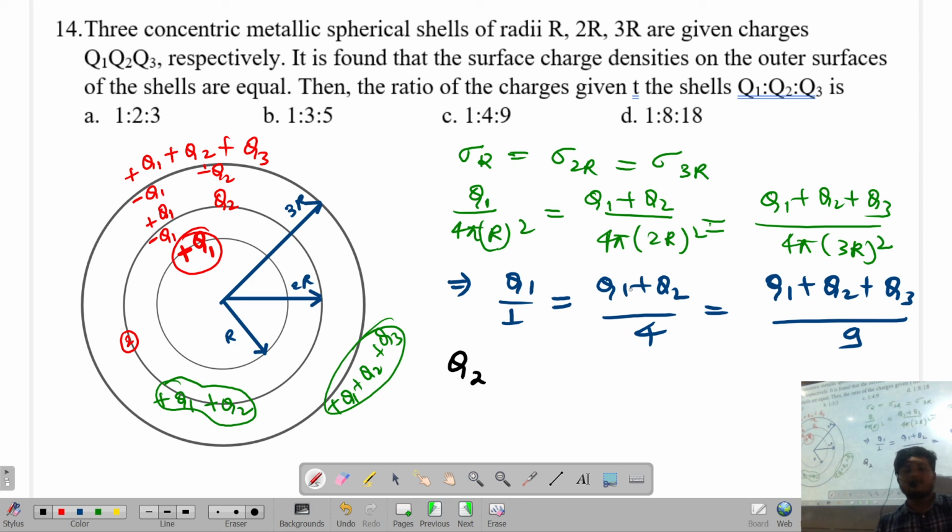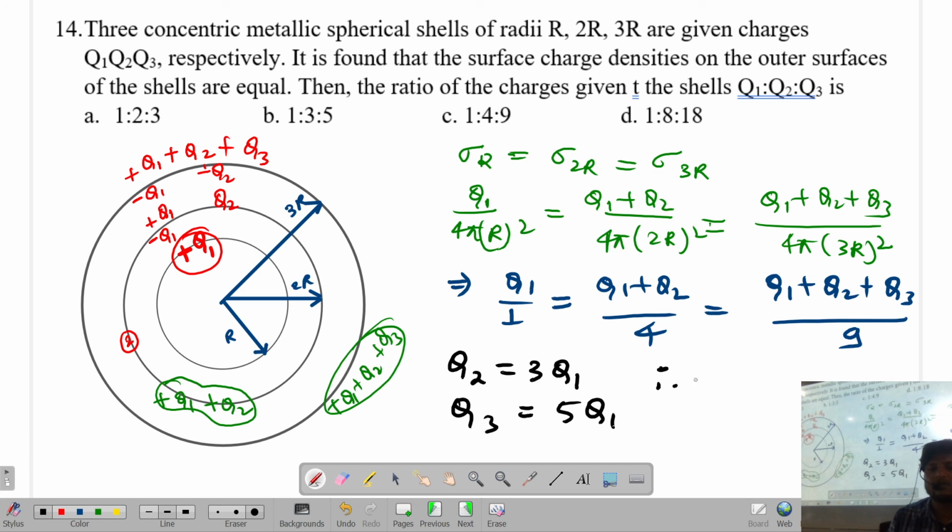So what is the value of 4Q1 minus Q1? So Q2 is going to be 3Q1 or not? Tell me yes or no. So here it is 9Q1. Q2 is what? 3Q1. And here is again Q1. So Q3 is going to be 5Q1 or not? Tell me yes or no?